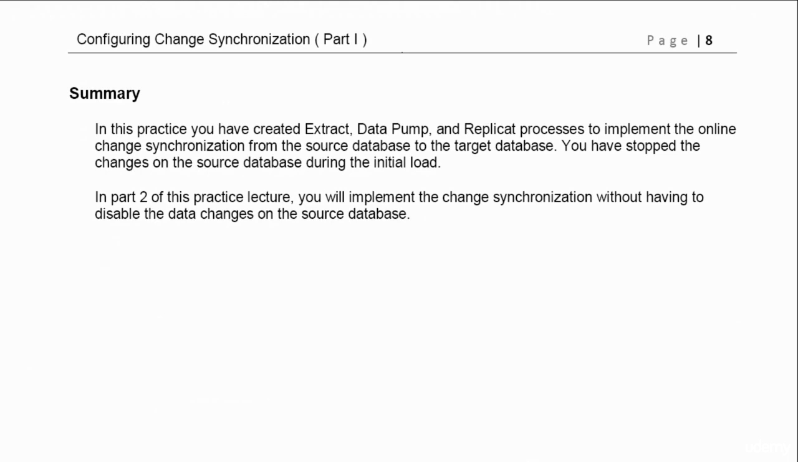In this practice, you have configured the Oracle GoldenGate change synchronization by disabling the read-write operations during the initial load. In the next practice, you will learn how to configure it without stopping the changes on the source database. I look forward to seeing you over there.